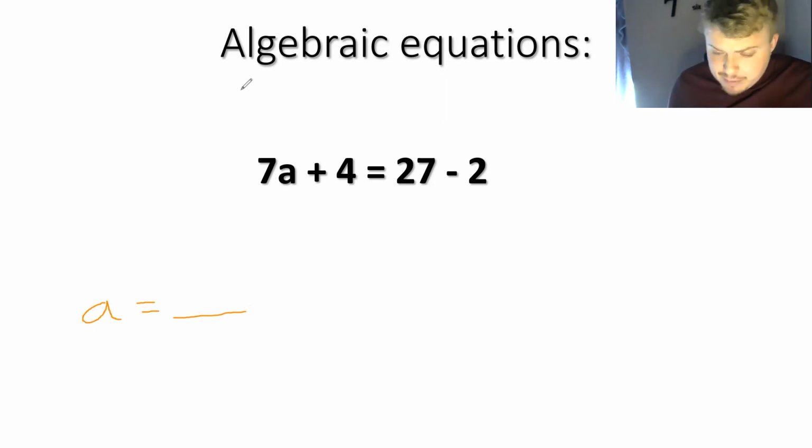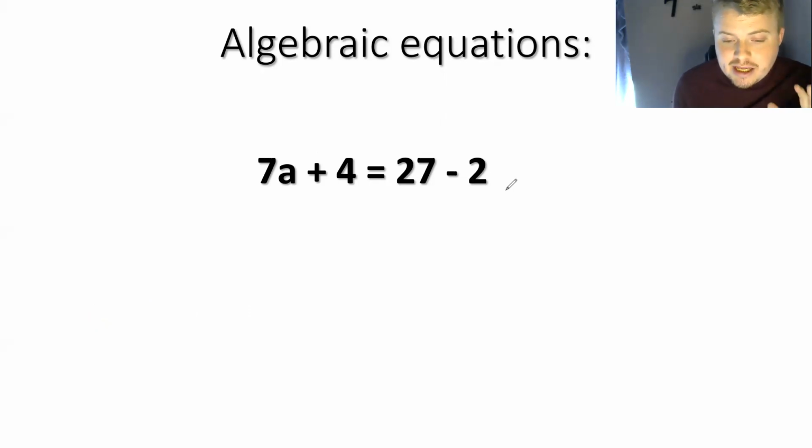Some people are lucky enough to be able to look at this question and not do any working out, and they know very quickly what a is. While that's a good thing, you need to also be aware of how to work it out for two reasons. The first reason is that you're not always going to be able to look at the question and know what the letter represents. So it's a good idea to know how to work it out.